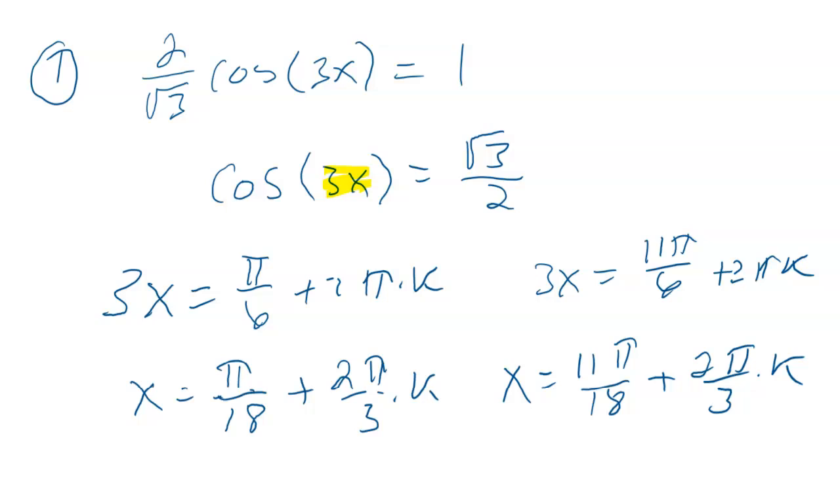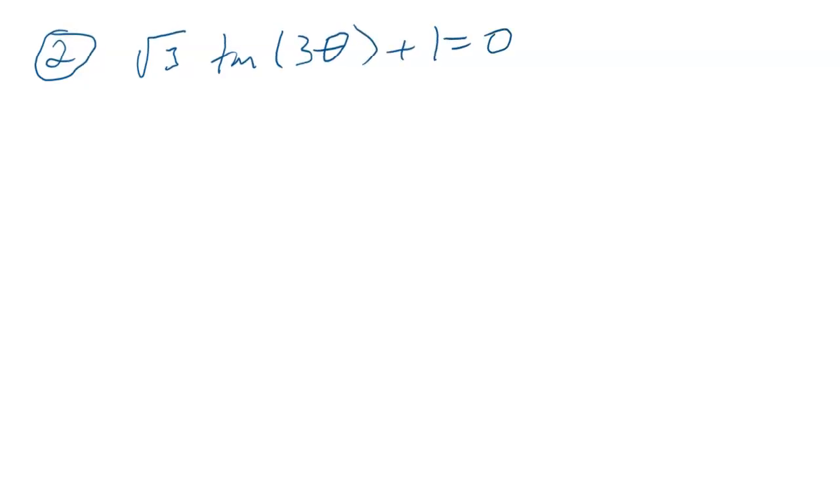Not bad. I'm going to double check my work here. Yep, looks good. On to number 2. This is the square root of 3 times tangent 3 theta plus 1 is equal to 0. This is real similar to the last one. I want to get tangent by itself. So I'm going to subtract 1, and then I'll divide by rad 3, and I get tangent 3 theta is equal to negative 1 over rad 3.